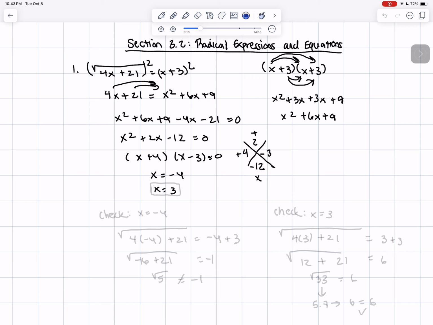Now we need to check our work. So let's check for negative 4. We're going to put it back into the original equation in the x position.